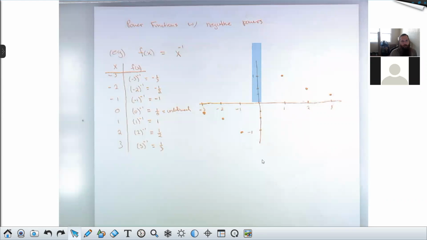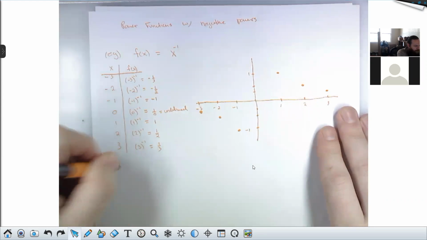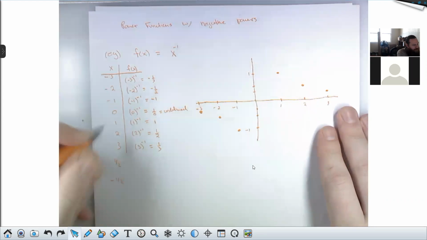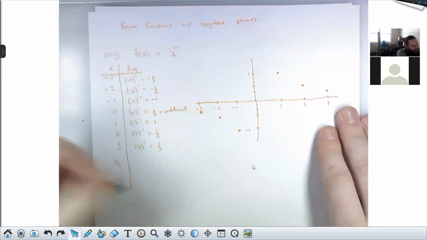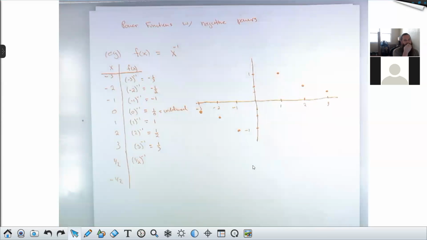What I want to know is what's happening here. Like, I don't have a y-intercept because this function is undefined at 0. But what's happening as we get closer and closer to 0? It might be helpful to look at the inputs 1/2 and negative 1/2. So here's a fun one. What is 1/2 to the negative first power?